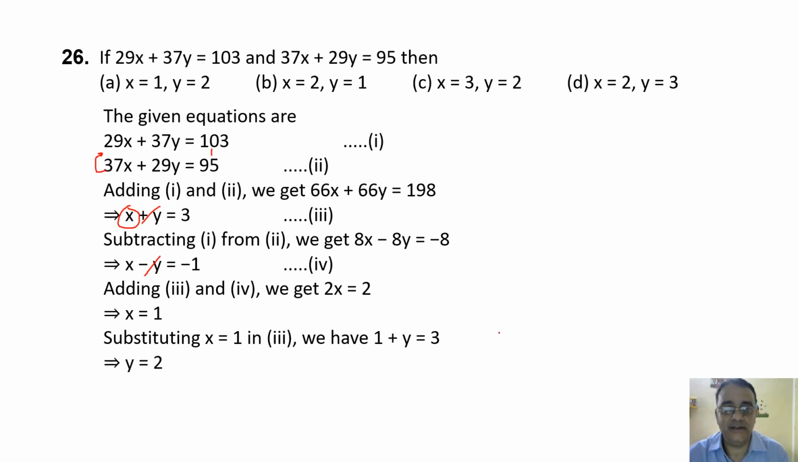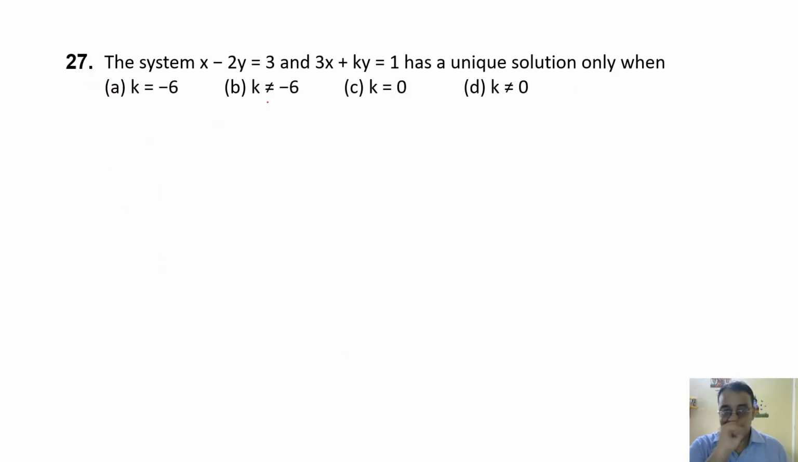Which option is the correct one? Option A. Right. So now we are moving toward question number 27. The system x minus 2y is equals to 3 and 3x plus ky is equals to 1 has a unique solution only when. Just now we did a similar question.